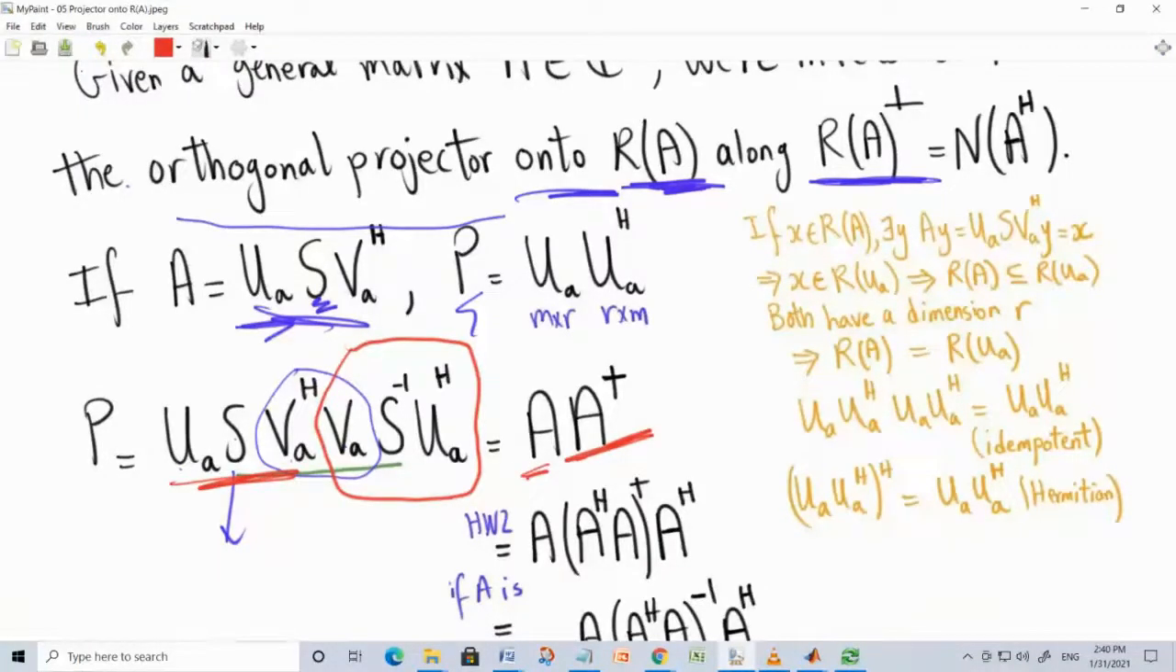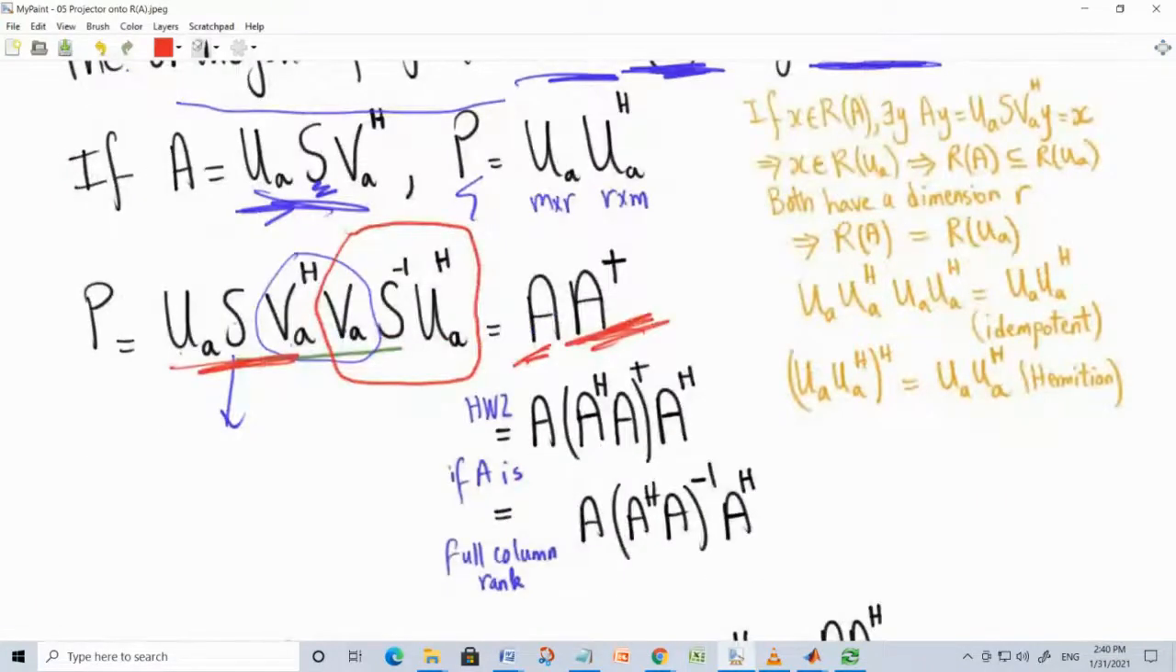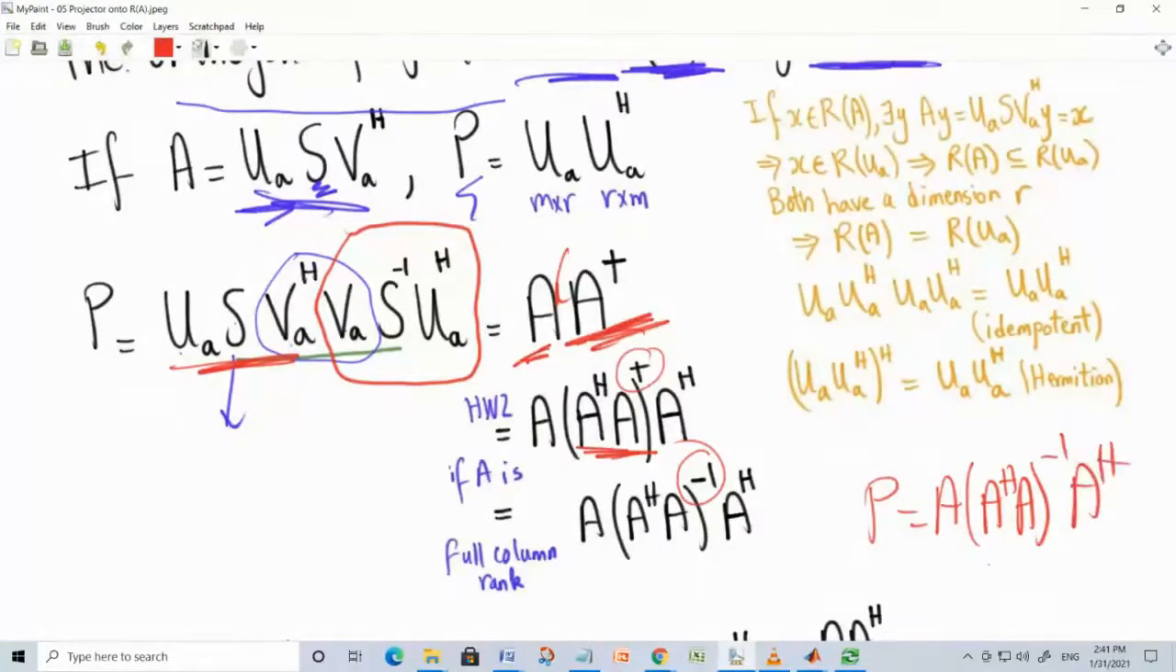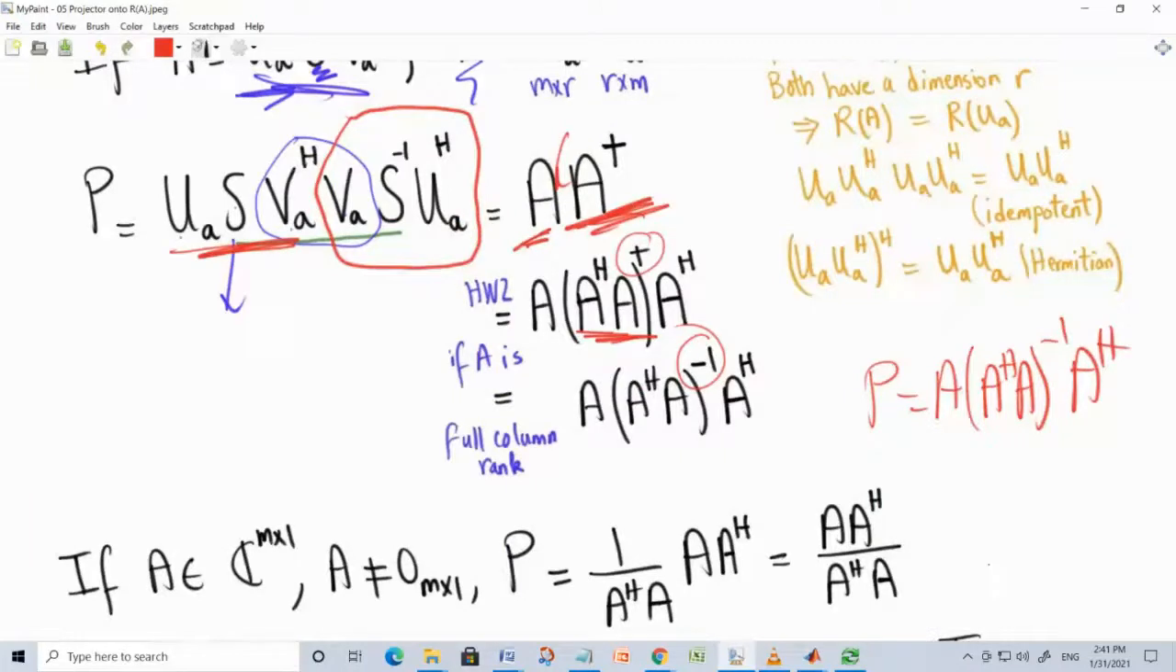In some applications, it may be useful to write down the orthogonal projector onto the range of a matrix as the matrix multiplied by its Moore-Penrose pseudo-inverse. You can also write the projector in another form, which you will prove in homework 2. You can insert here A times the pseudo-inverse of A Hermitian A times A Hermitian. If A Hermitian A is an invertible matrix, you can replace the pseudo-inverse by the actual inverse. So if the columns of A are linearly independent, you can write down the projector in this form, which is very useful. For those of you taking the wireless course with me, this is what we will use for orthogonal projection.